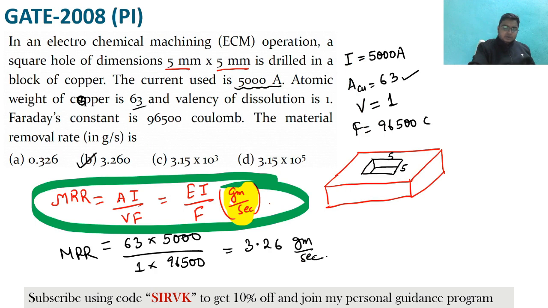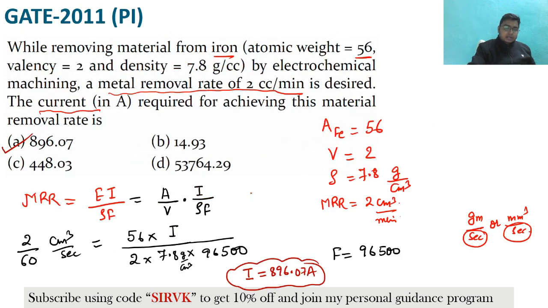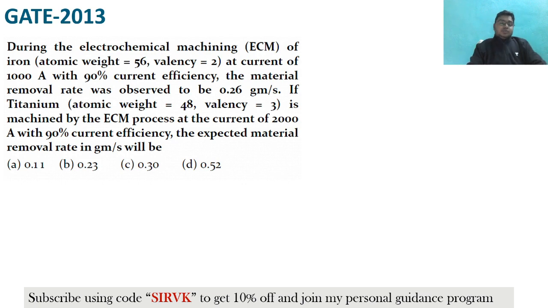In the earlier question, the question was asked in gram per second. Now in this, everything is the same, but the difference is that the centimeter cube per second is there. There is a volume here. So just remember these formulas. Okay, let's try to see another question that has been asked in GATE 2013.